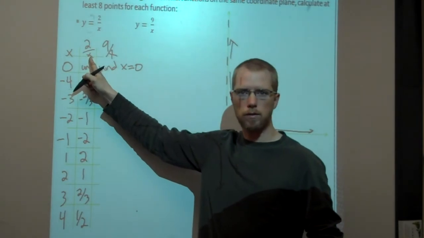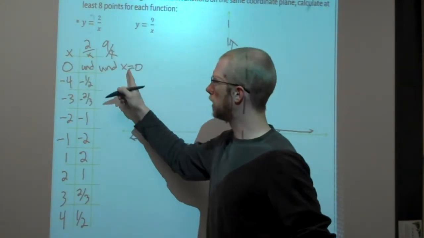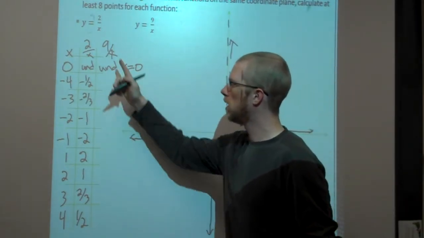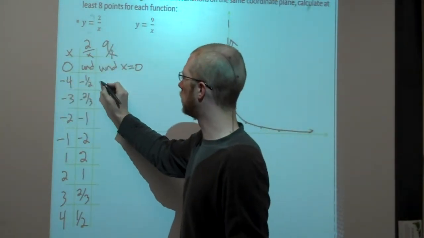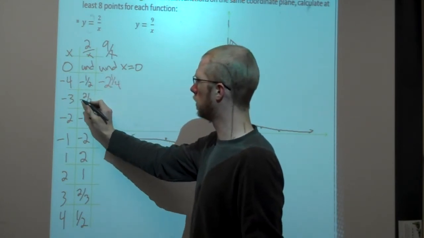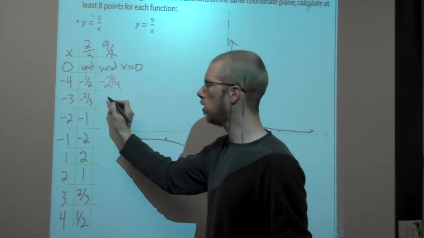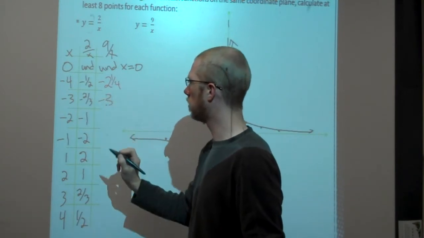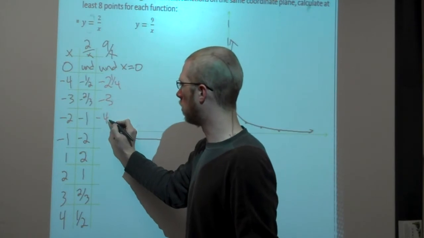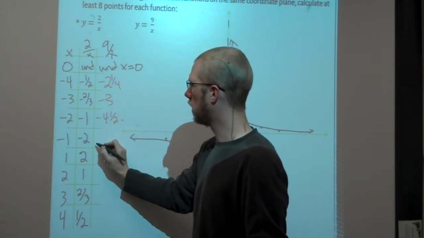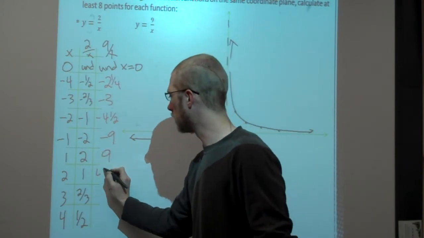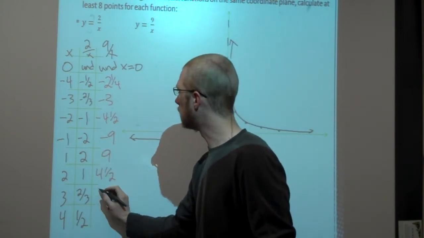Well, if I want to graph 9 over x, it's still undefined at x equals 0, so that's going to be right here. But now I've got 9 over -4, so this is -2 1/4. This is 9 over -3, so that is -3. And I see all these are going to be negative. -4 1/2 and -9. Again, I know this is going to just flip the signs.